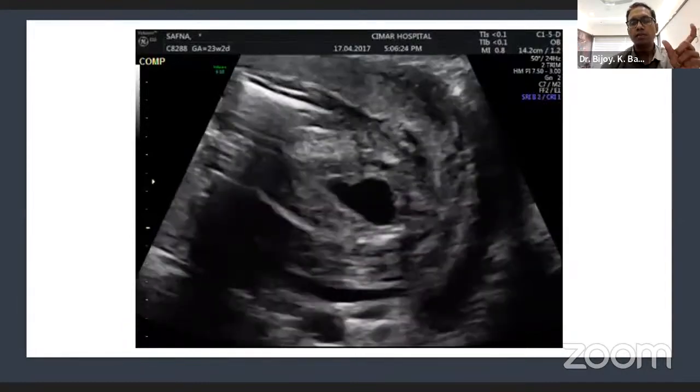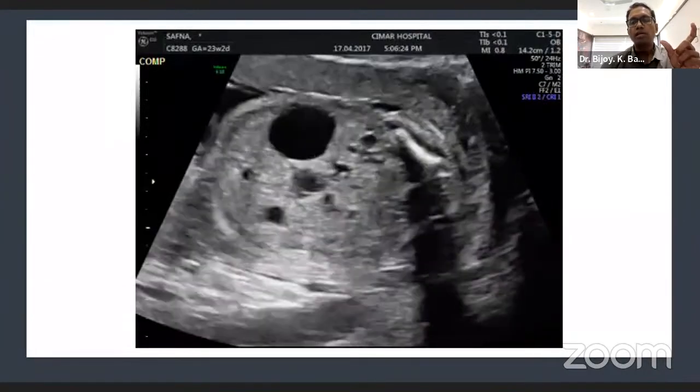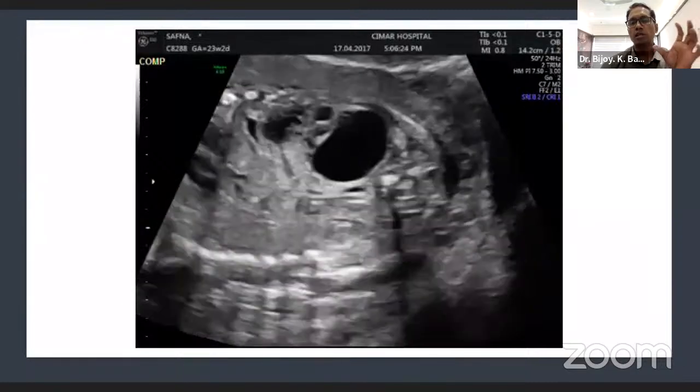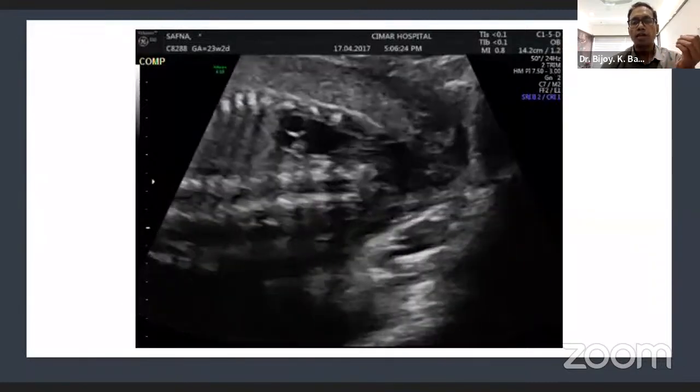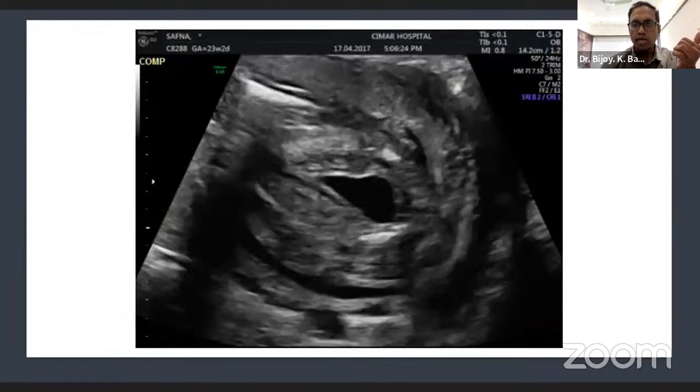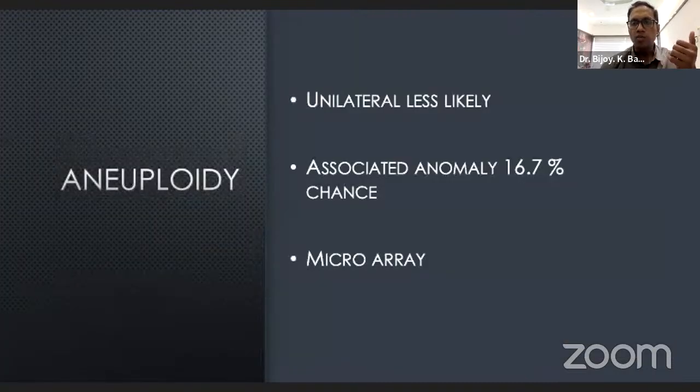As you can see in this clip, this does not look like a kidney at all. It looks like a large mass, multiple cysts with an echogenic parenchyma. Now, if it is unilateral, the association with aneuploidy is very low, and also the chances of good outcomes are better because you have a functioning normal contralateral kidney.